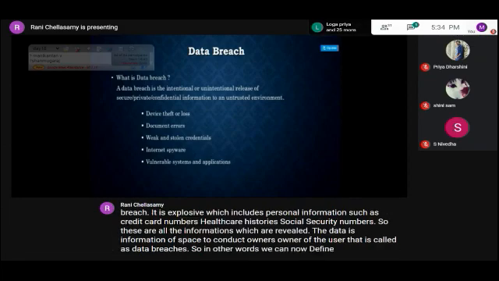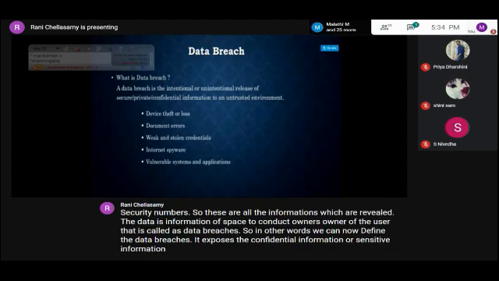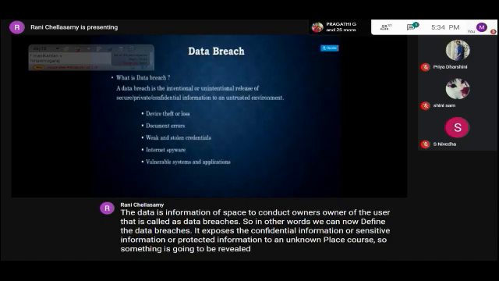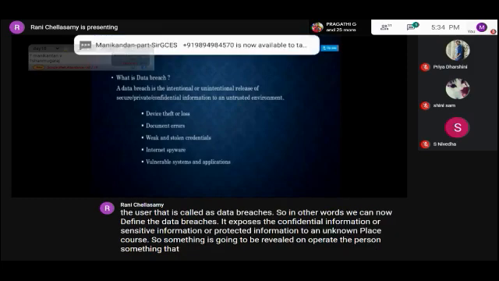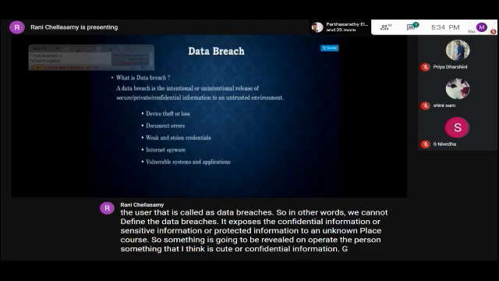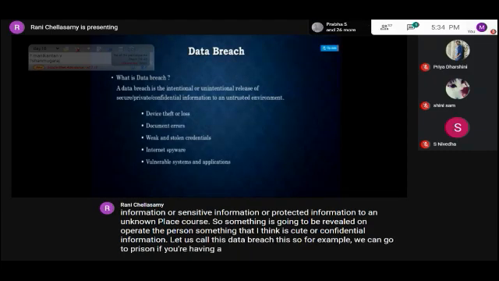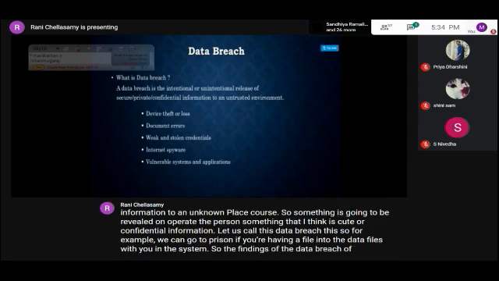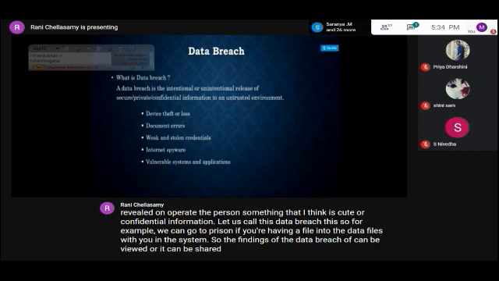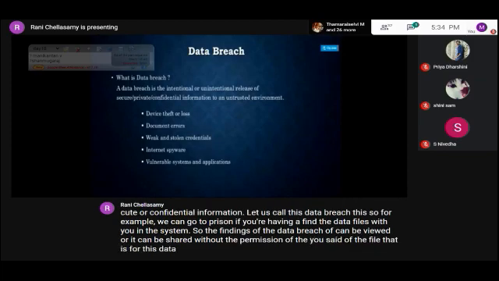So in other words, we can define a data breach as exposing confidential, sensitive or protected information to an unauthorized person. Secured or confidential information is revealed to the unauthorized person. That is called a data breach. For example, if you have data files in the system, the files in a data breach can be viewed or shared without the permission of the user of the file. That is called a data breach.